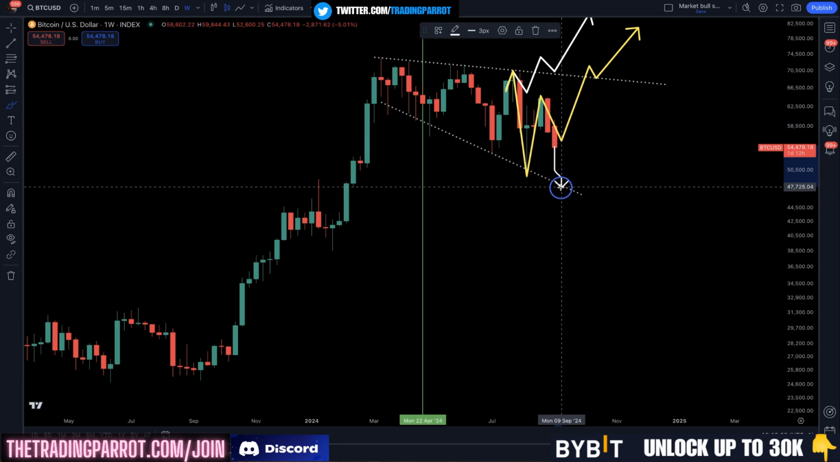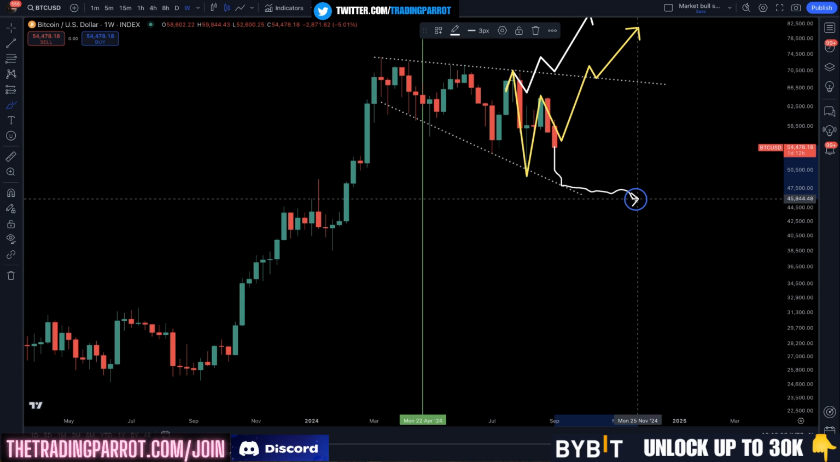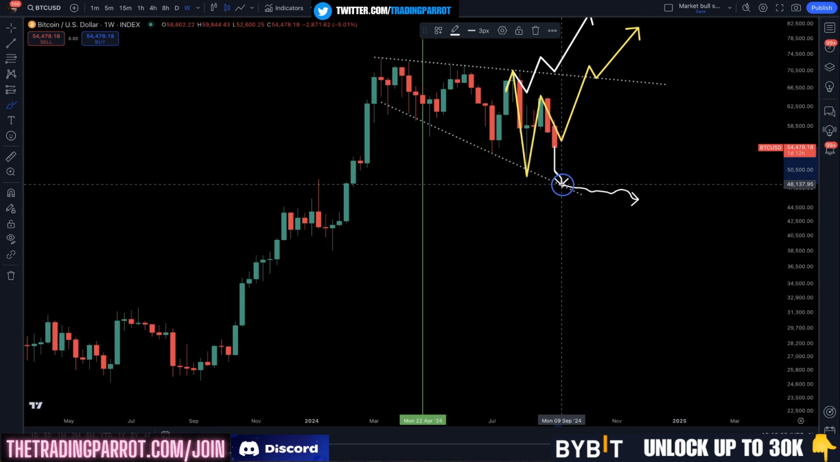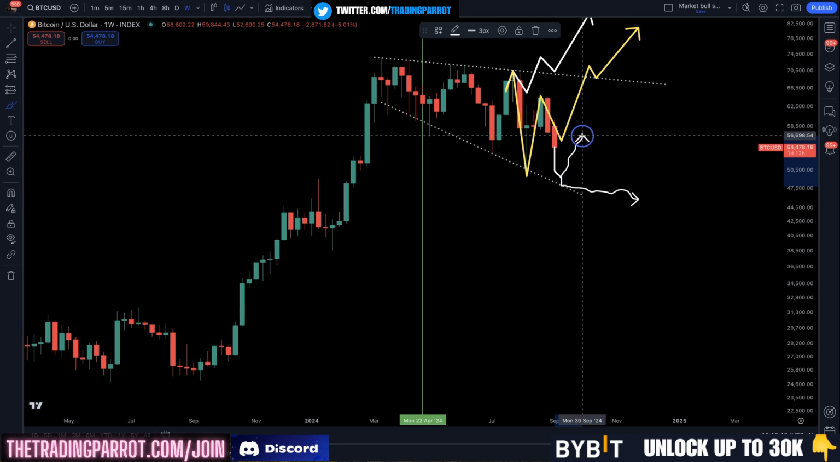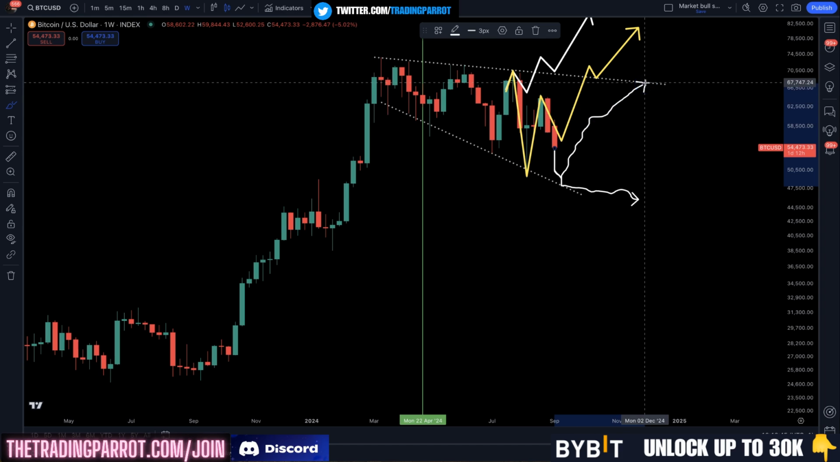We cannot come here and then start going sideways, remaining at those lows. What we have to do is touch these lows, take liquidity, hit the longs, punish them, and then reverse very quickly to the top of the megaphone.